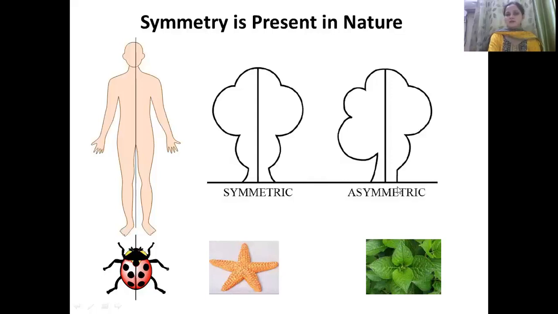Whereas if there is a line over here, you can see that it is unsymmetrical, it's asymmetry, because when you visualize, this bulge is not present over here. Although some symmetry is over here, overall it is asymmetrical. If you look at some spiders or some starfish or a smaller plant, just a mint plant, you can see how symmetrical it is. So symmetry is present everywhere.